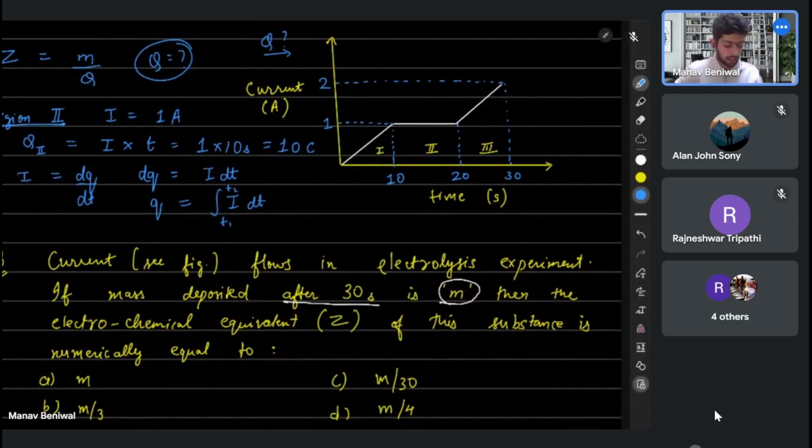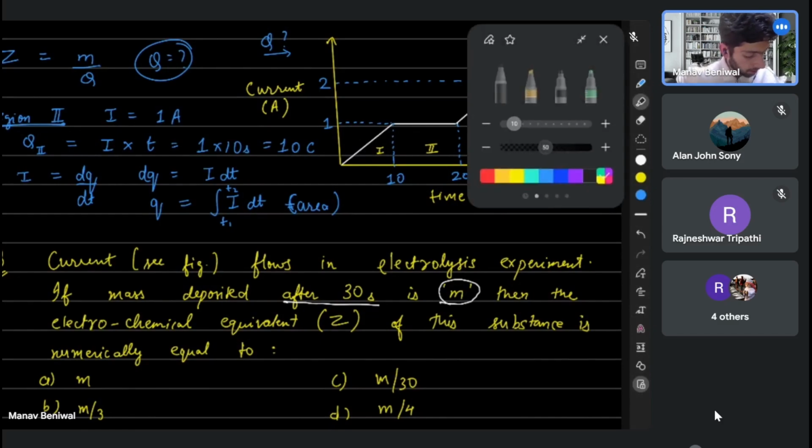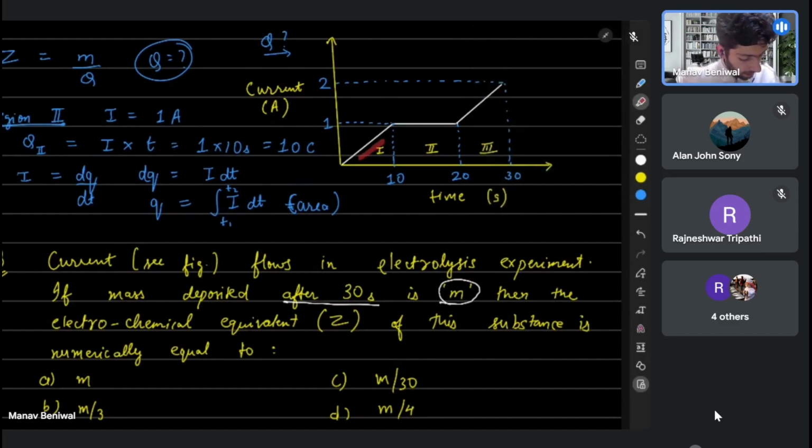Yes, and integration is nothing but calculating the area under the curve, right? This is the area under the curve. So what we really want to do is find out the total area. Let me find the highlighter and change the color to red. We would like to find out this area.